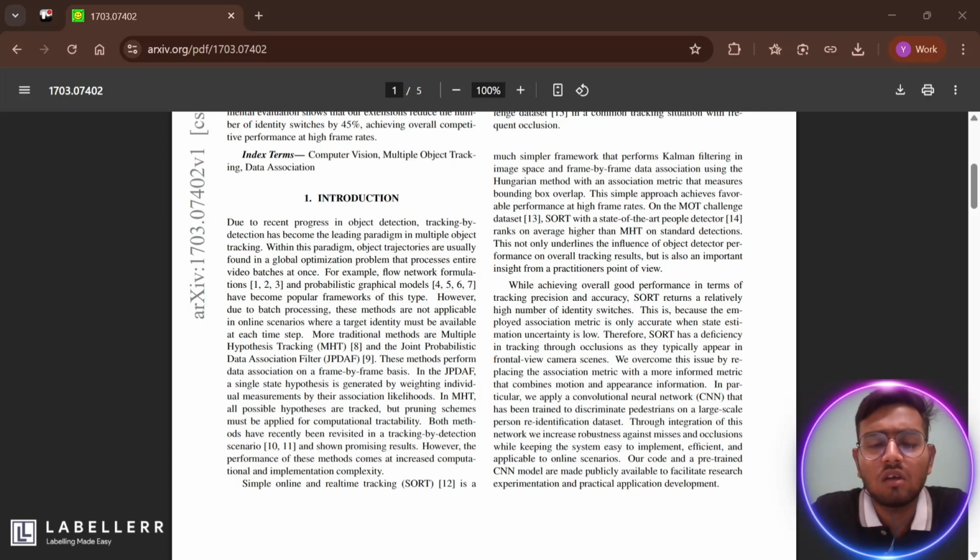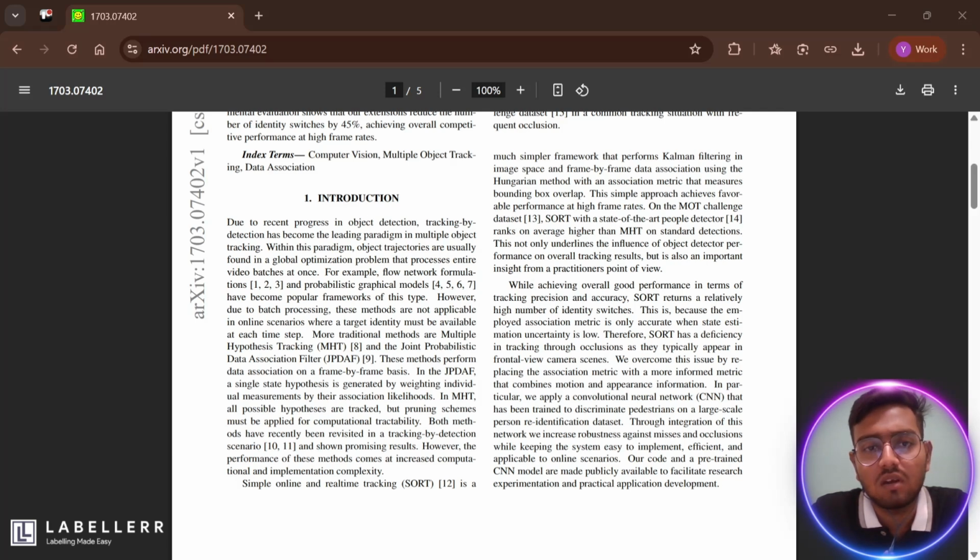Let's see the numbers. The authors tested their method on something called the MOT16 benchmark. This is like a standardized test for tracking algorithms. They used several metrics to measure performance. DeepSORT achieved 61.4% MOTA compared to SORT's 59.8%. In identity switches, this was the big win. Remember, this was the main problem they were trying to solve. DeepSORT reduced identity switches by 45%.